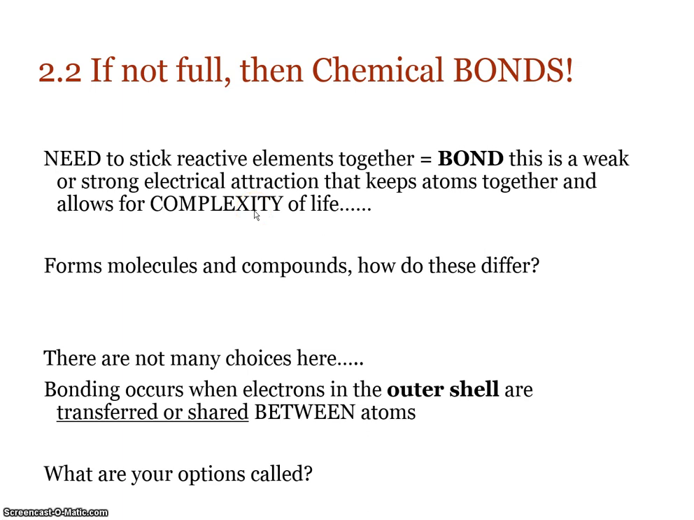And the thing is, if we want to make a complex life form like yourselves, we have to form a lot of different molecules and compounds, and they have to differ so they can take on different functions. So I say here again, molecules and compounds. I'm not going to ask you how these differ, but if it's a compound, it has to have 2 different elements. So while all molecules are going to be compounds, not all compounds will be molecules.